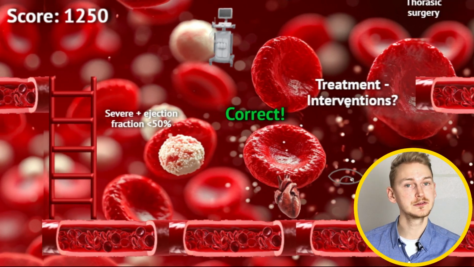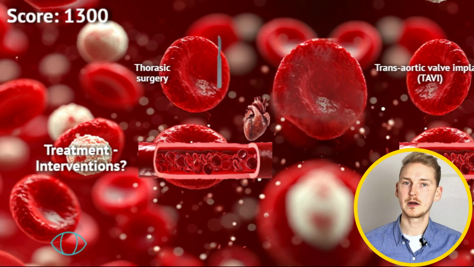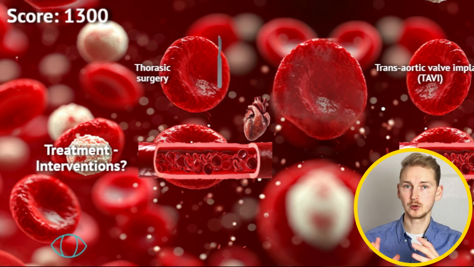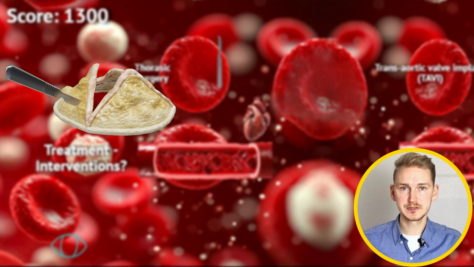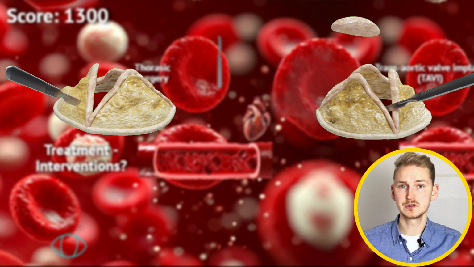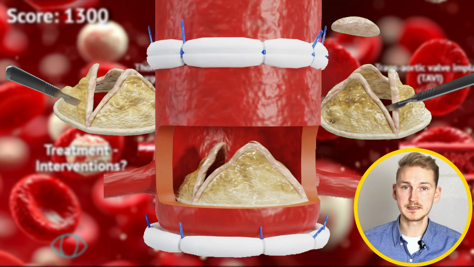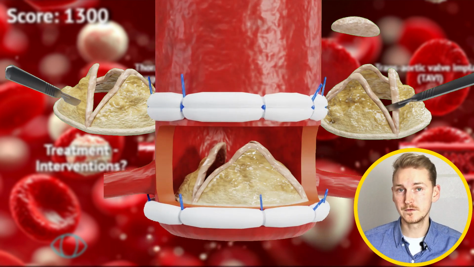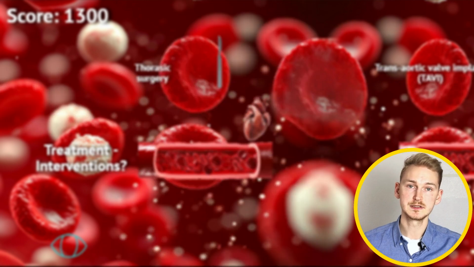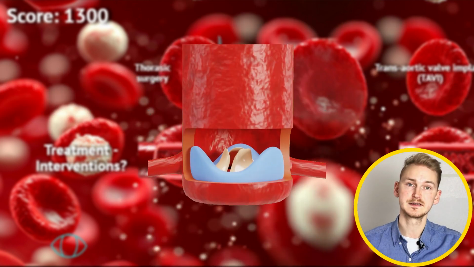So what about the interventions? With cardiothoracic surgery, you can do an aortic valve repair, where you can separate fused valve cusps, reshape or remove tissue, or do an annuloplasty, which is reinforcement of the annulus around the valve with an artificial ring. The second option is to completely remove and replace the aortic valve.